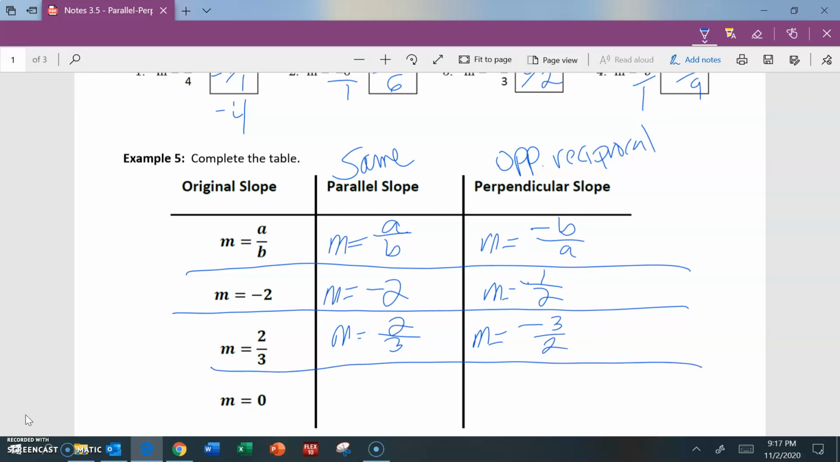Now this last one you have to think about, we have m equals 0. So remember that slope would be a horizontal line. So parallel to a horizontal line is another horizontal line. So we would want slope of 0. But perpendicular to a horizontal line would be a vertical line. So this is horizontal. And we all know from our previous review in Nearpod that the slope of a vertical line would be undefined.